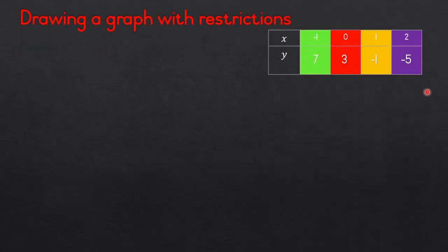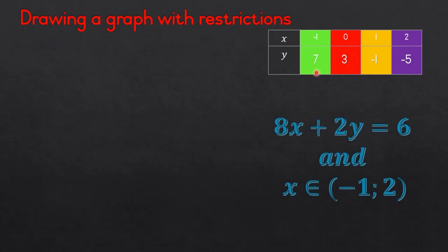Next part, there is our table. Let's look at our restriction. Our restriction now has round brackets. Round brackets means the numbers are excluded from our range. Therefore, negative 1 is an open circle and 2 is also an open circle. The rest would be solids in between.